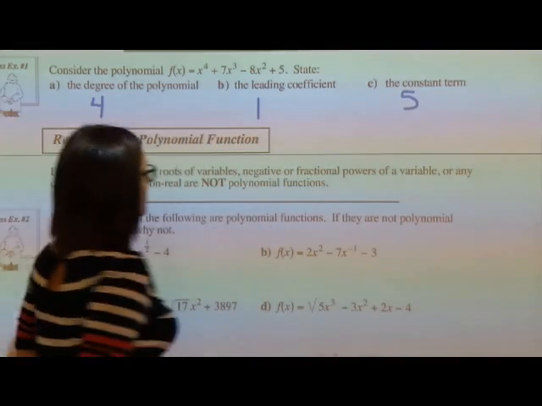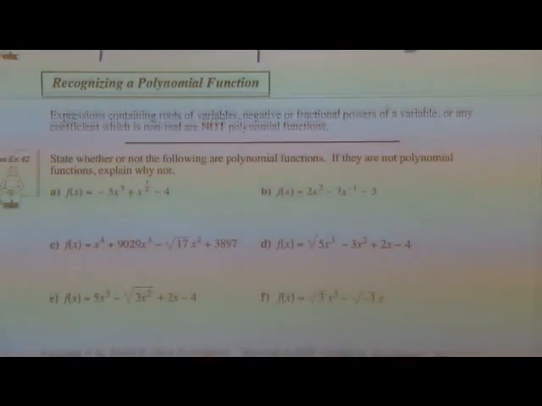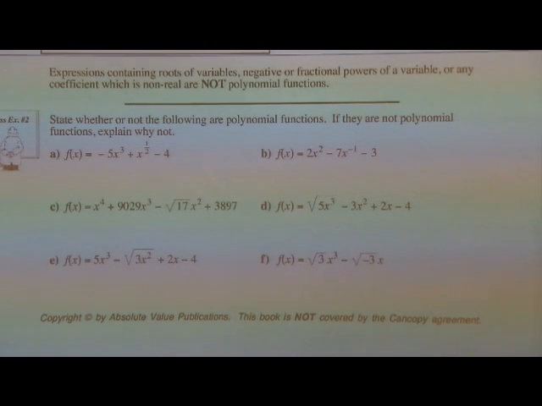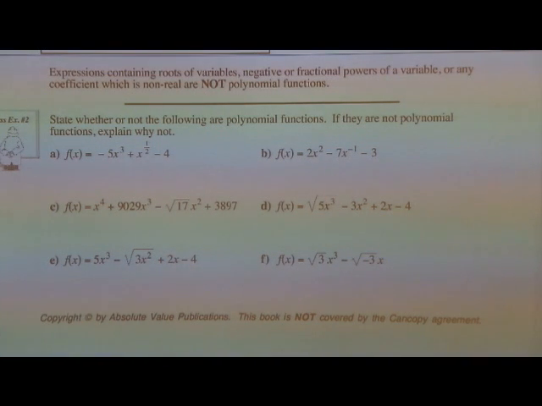Good. Okay? So class example number 2 just asks us to look at these and state whether or not they're a polynomial function. To eliminate polynomial functions, we look at two characteristics. Look at the exponents on the variables. If the exponent is not a whole number, it's eliminated. Okay? So it can't even be a negative. It has to be a positive number.